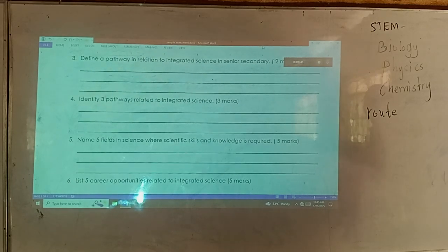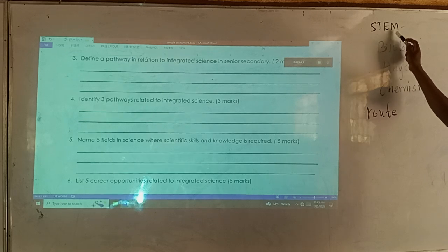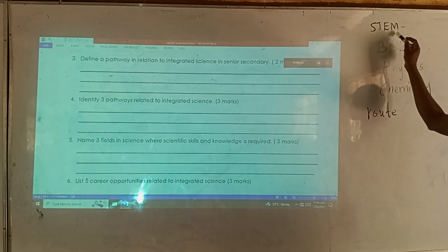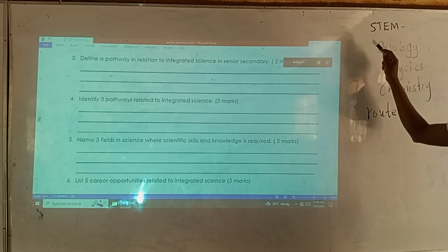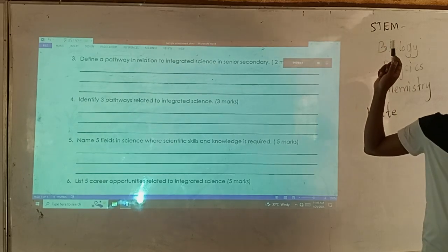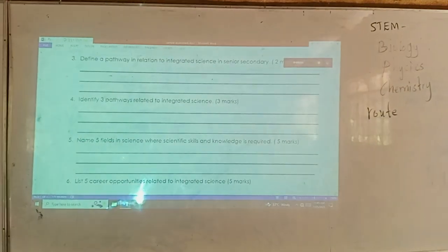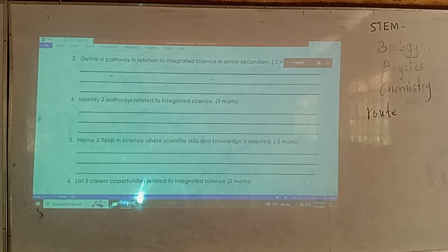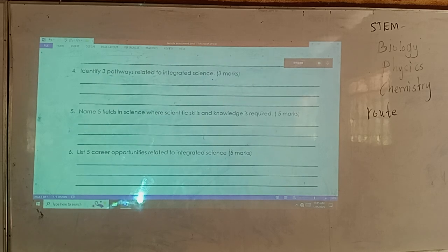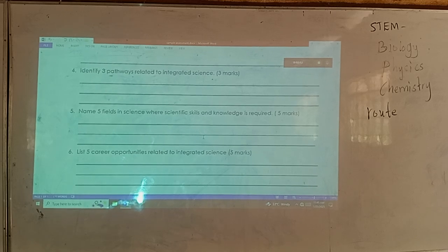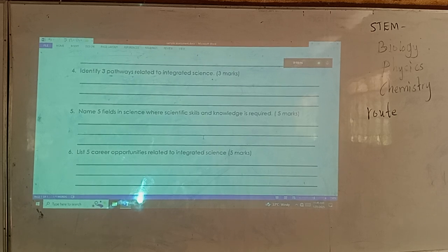Then we have said that we have STEM, science, technology, engineering, and mathematics pathway, social science pathway, and arts and sports science. Are we together? Yes. We go to the next question. Question 5. Which group is going to read for us? Yes, group 3. Read for us question 5 from the whiteboard.